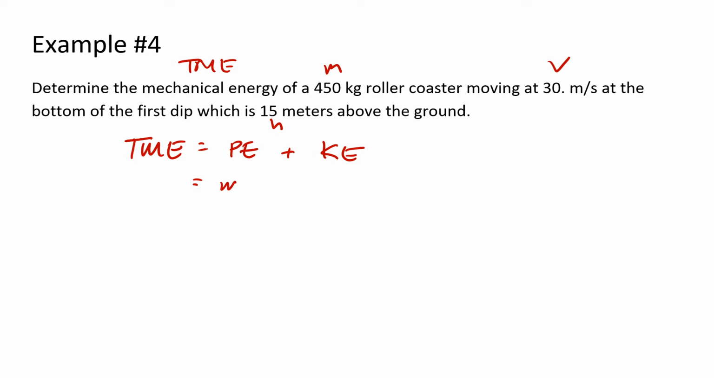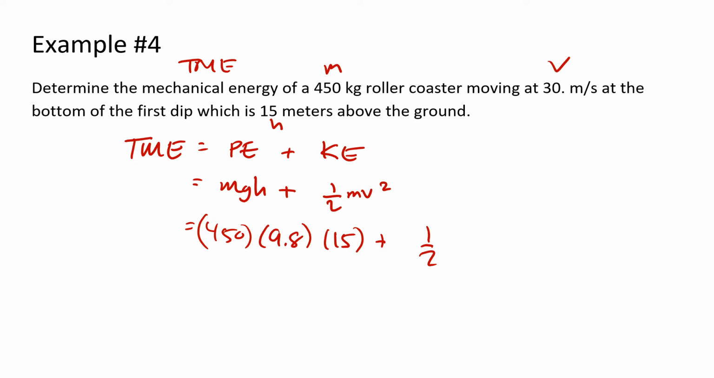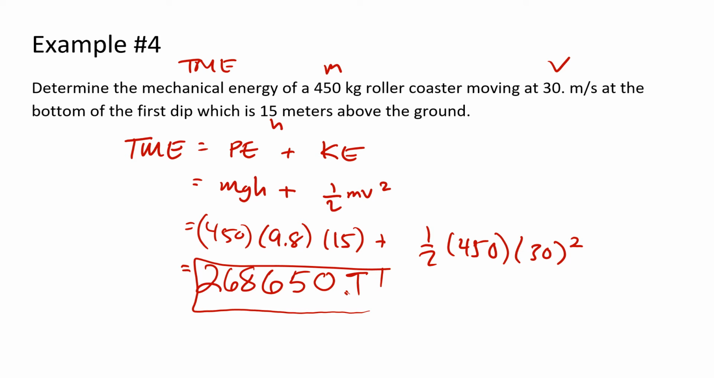So my total mechanical energy is mgh plus half mv squared. I'm just plugging in my numbers now. So 450 times 9.8 times 15 plus 0.5 times 450 times 30 squared. So I end up with 268,650 joules. That's supposed to be a capital J.